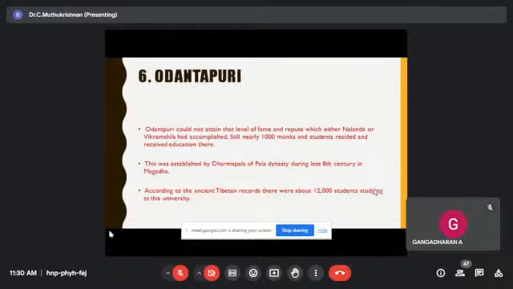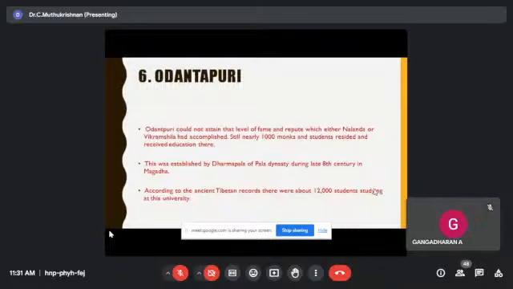And Odantapuri. What is meant by Odantapuri? Odantapuri could not attain that level of fame and repute which either Nalanda or Vikramshila had accomplished. Still, nearly 1,000 monks and students resided and received education there. They didn't go up to the level of Nalanda and Vikramshila, but something is better than nothing. They gave much importance to education.